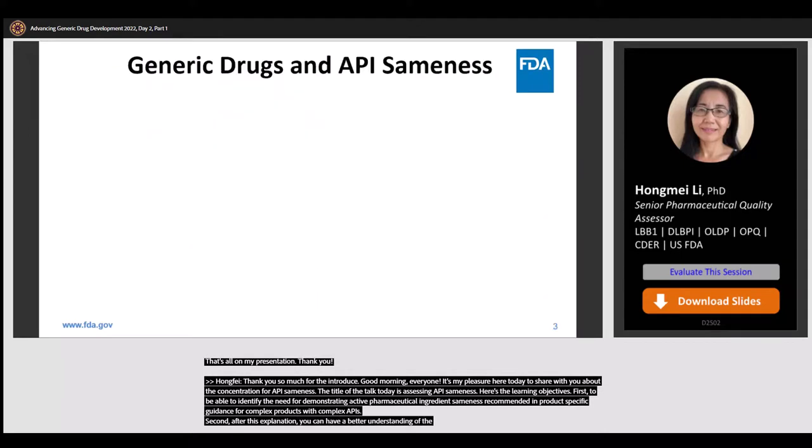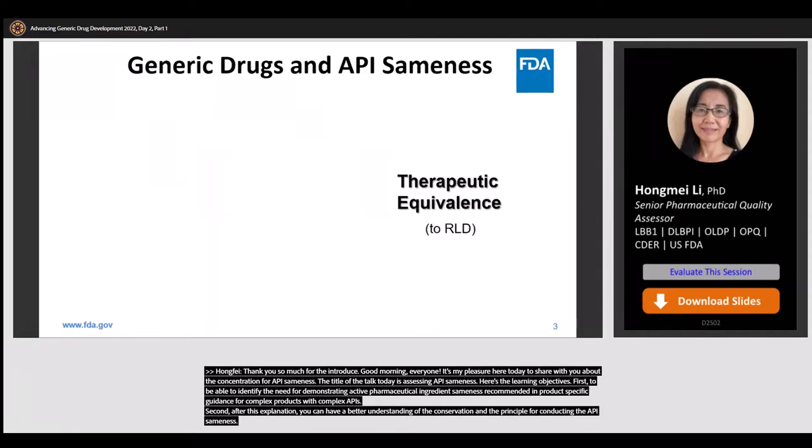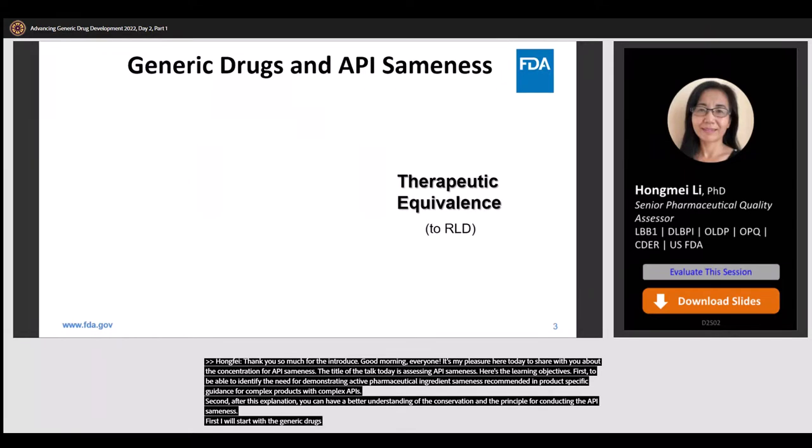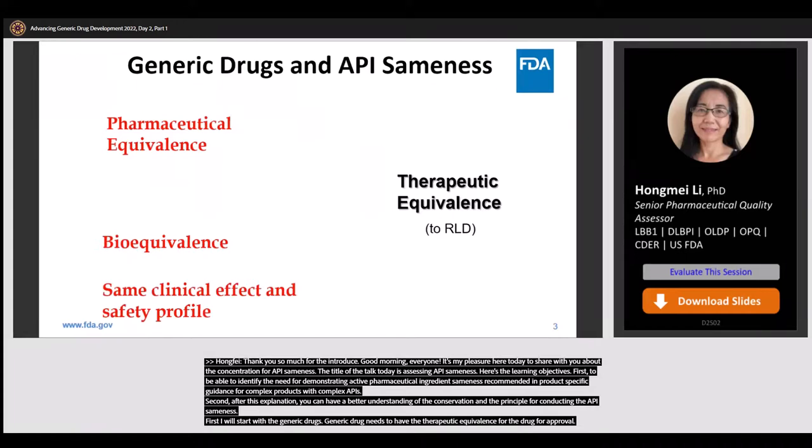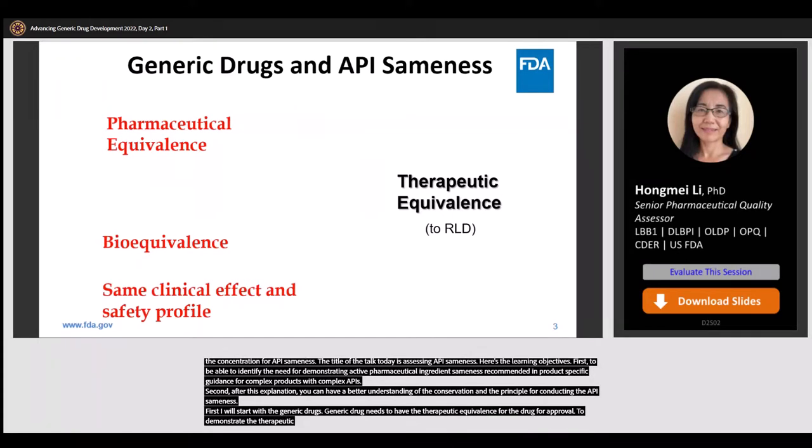Let's start with the generic drugs. By regulation, generic drugs need to be therapeutic equivalents to the reference drug for approval. To demonstrate therapeutic equivalence, the generic drug needs to demonstrate pharmaceutical equivalence and bioequivalence, and the generic drug needs to have the same clinical effect and safety profile as the RLD.